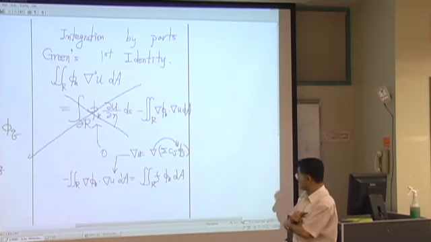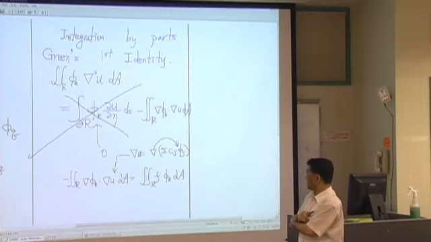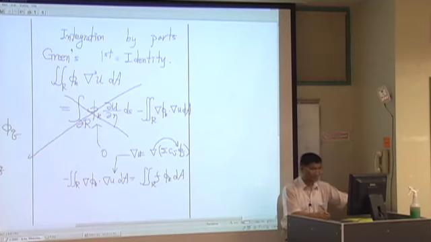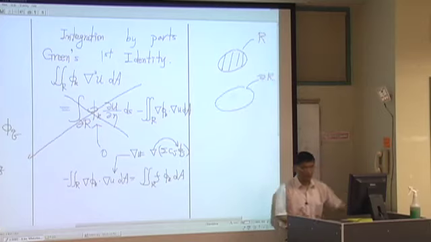Would you reiterate the difference between the del R and the R again? The boundary. So this is R, right? And this is the boundary. Boundary.